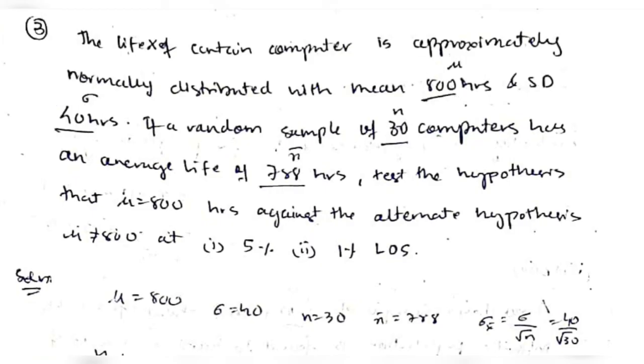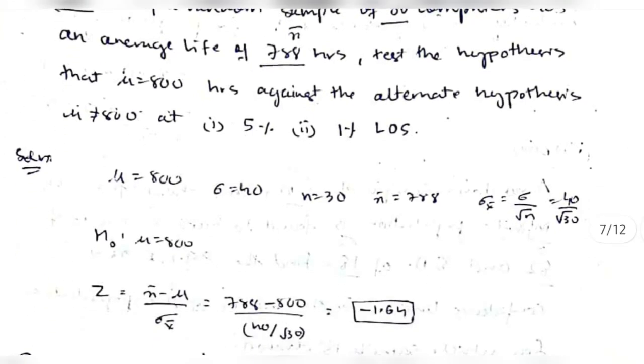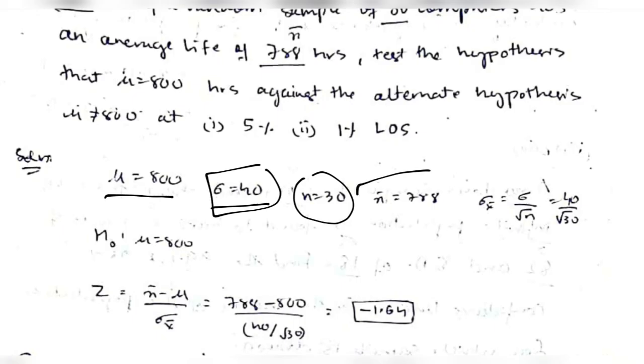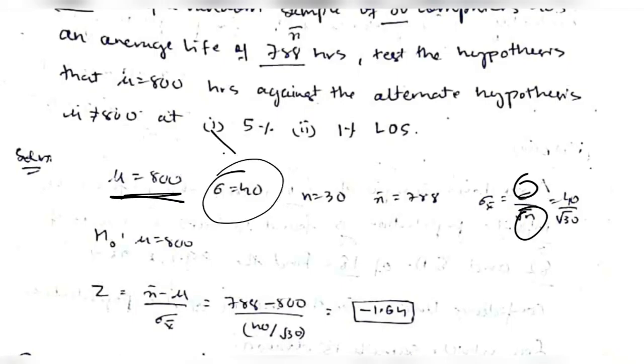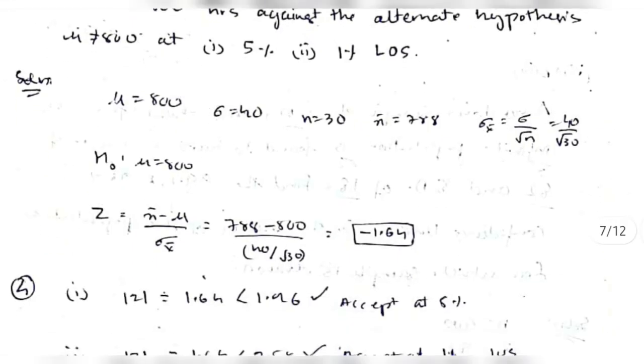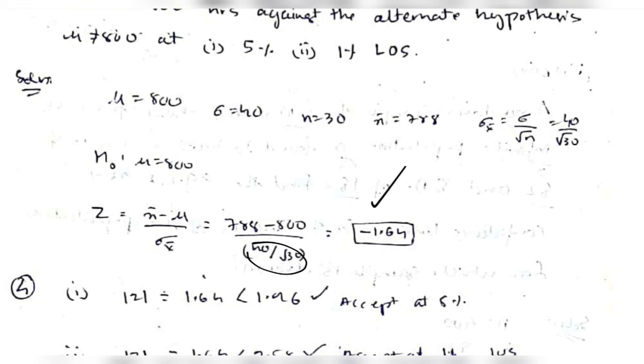How to find out the sigma x bar? Using the values which have been given. Now observe the formula here. Firstly we will write nu is equal to 800, sigma is equal to 40, n is equal to 30, x bar is equal to 788. These are the four things we have been provided with, so that we can apply this formula. In this formula we need sigma x bar. How to find that? The formula is sigma by root n. Sigma is given as 40 and n is equal to 30. 40 divided by root 30 will give sigma x bar. Find that value and substitute here to get the z value.